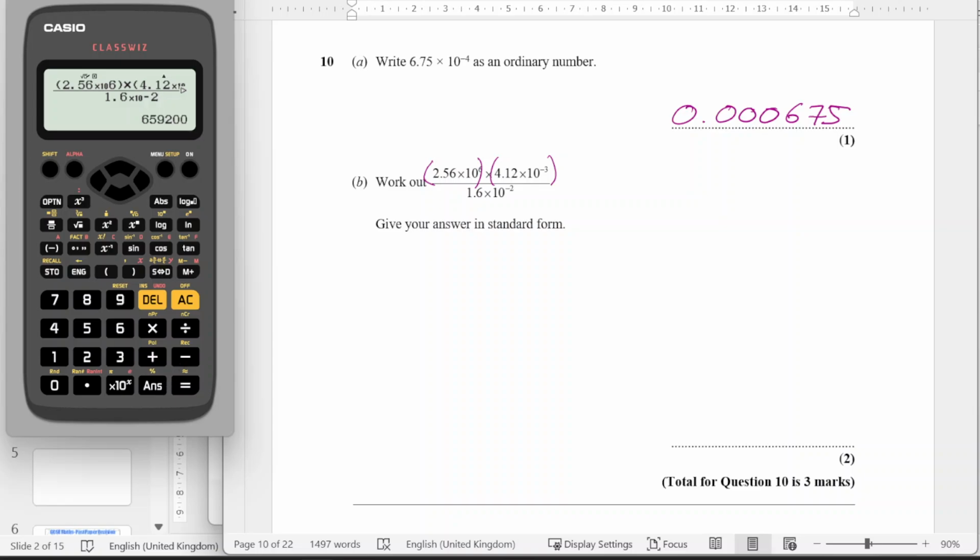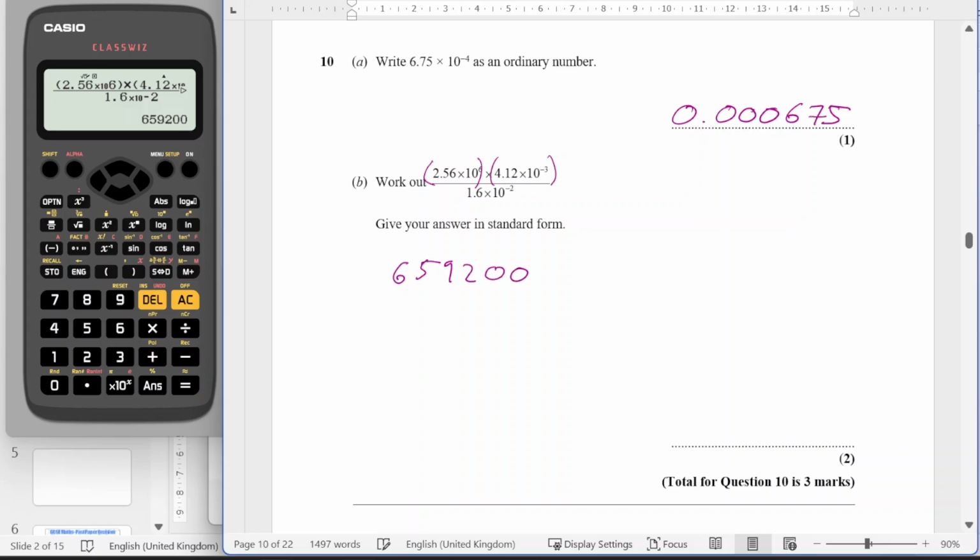So we get the number 659200. To convert that into standard form, it becomes 6.592 times by 10 to that, and I need to move the decimal from there to there. So 1, 2, 3, 4, 5 spaces. So to the 5.